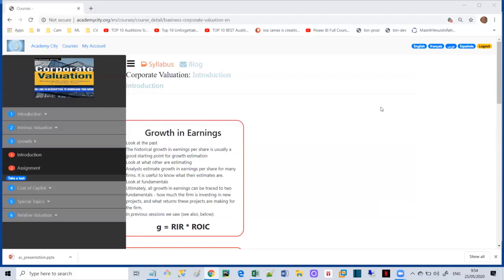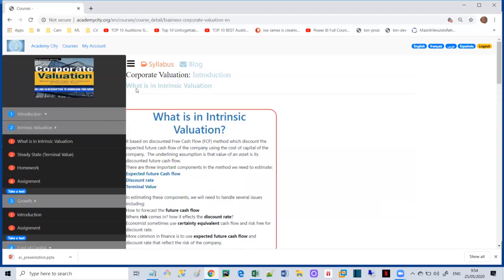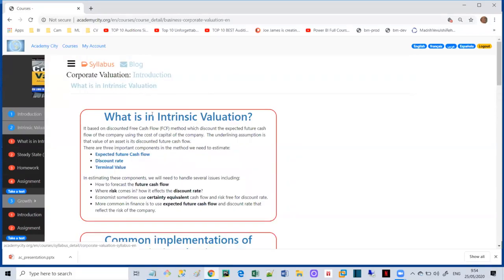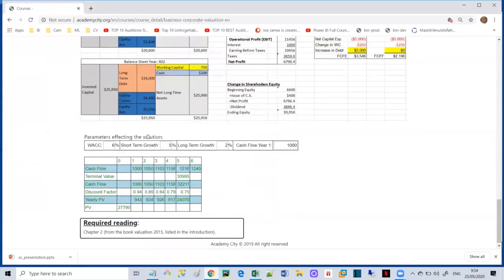And what's the objective of the session today? We're going to go over growth. Last time we talked about the steady state and the reason for the steady state, because it's something we're going to use in a terminal value. So we talked about all of that.